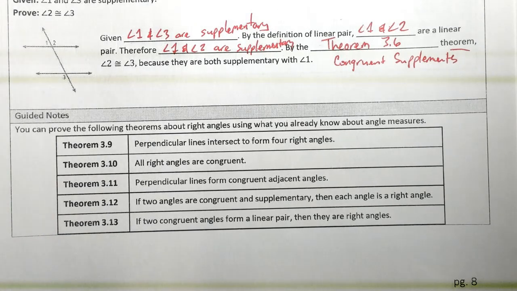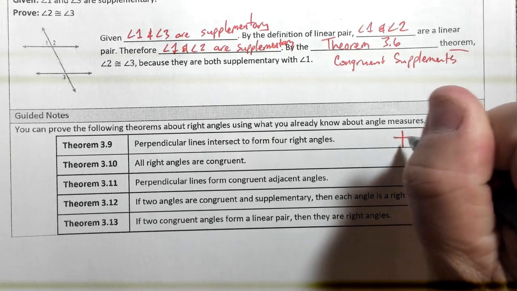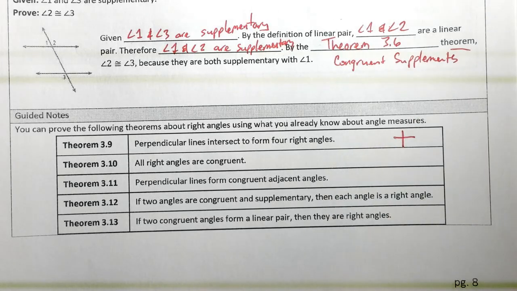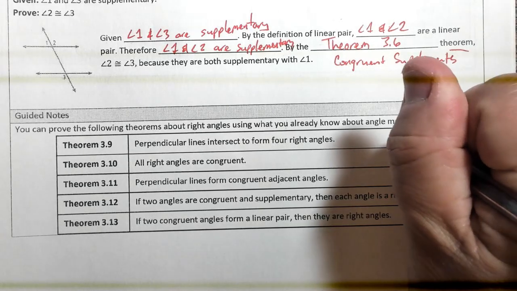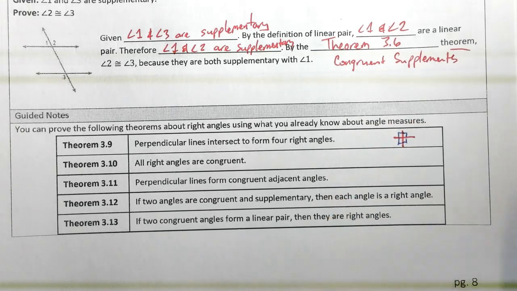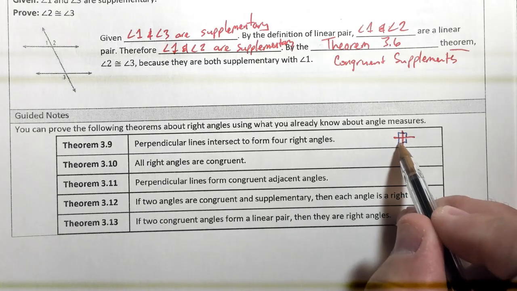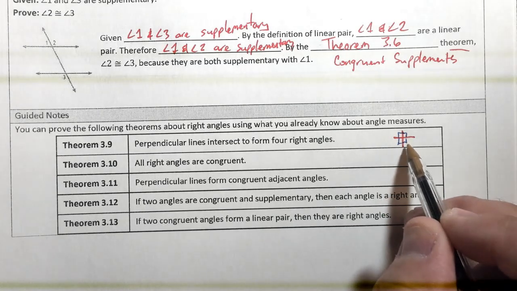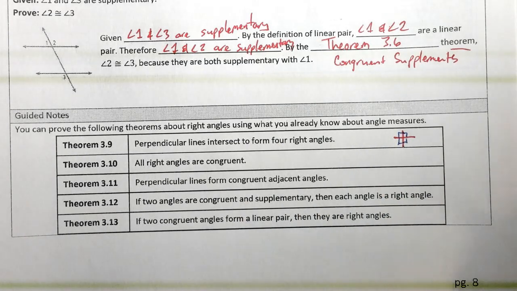You can prove the following theorems about right angles using what you already know about angle measures. So theorem 3.9 says that perpendicular lines intersect to form 4 right angles. So if these two lines are perpendicular, I'll do this in blue. So this would be a 90-degree angle, but so would this, so would this, and so would this. So we end up with 4 90-degree angles, and if they're all 90 degrees, they're also congruent. So I'm telling you all this stuff. Spoiler alert, it's in the theorems here.